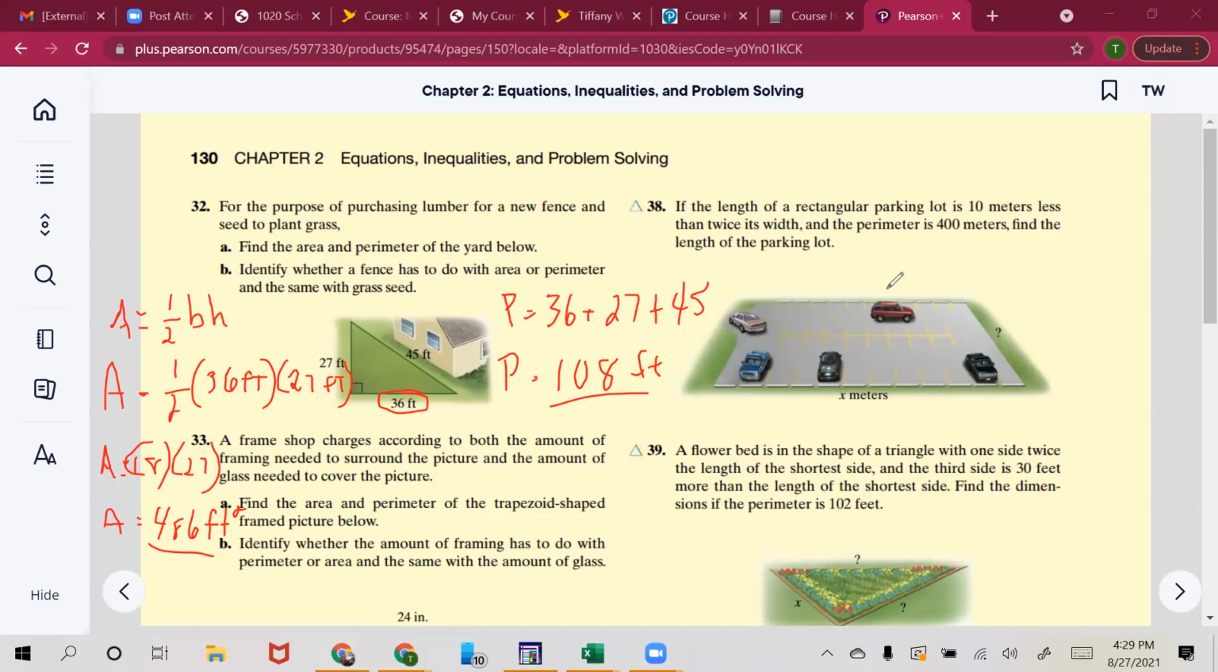Okay, cool. So that was number 32. What else do I want to do here?